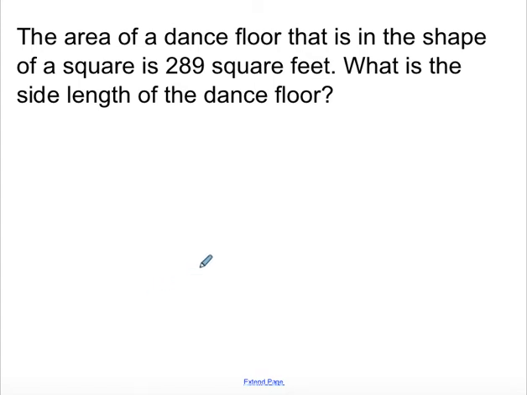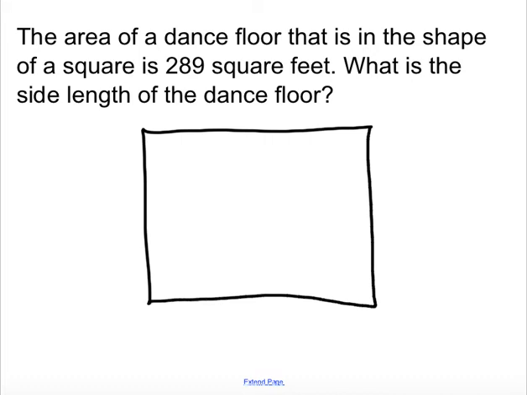Let's try this one. The area of a dance floor is in the shape of a square. Its area is 289 square feet. What is the side length of the dance floor? Well, this goes back to those perfect squares that we're talking about. If we were to continue that chart on and on and have a little box right here that says 289, well, what would be the side lengths to give us that? Would it be 14 times 14, 15 times 15, 16 times 16? No, it would be 17 by 17 because 289 is a perfect square. Okay, so we would say the side lengths of the dance floor are 17 by 17.